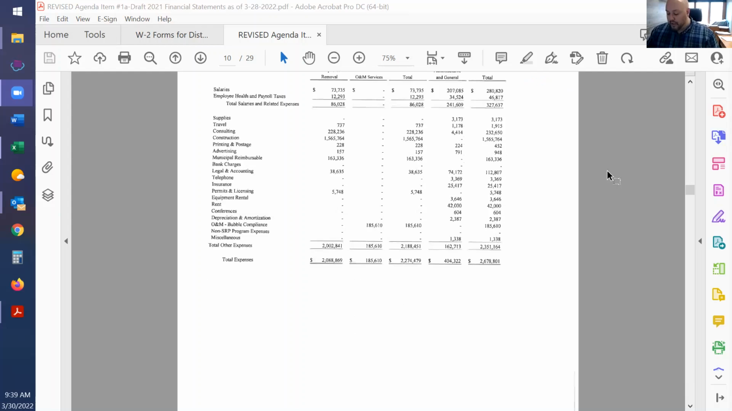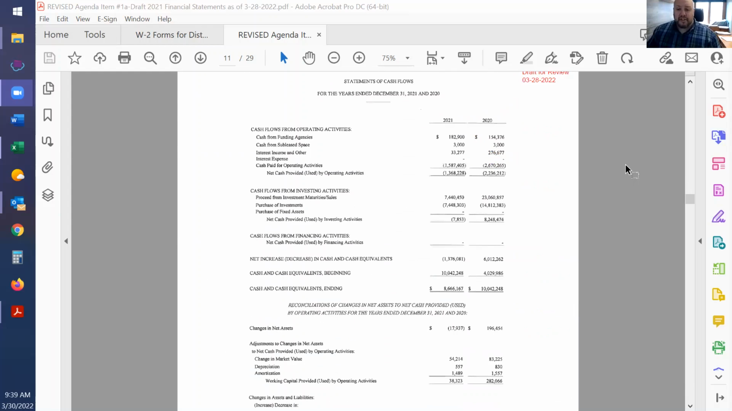Moving forward to page 9. These are our statements of cash flows. It's basically a reporting of the amount of cash that has increased or decreased, and how the cash was used by specific categories here. We've got it from operating activities, investing activities, and financing. There are no financing activities related to the organization, so we show zeros there.